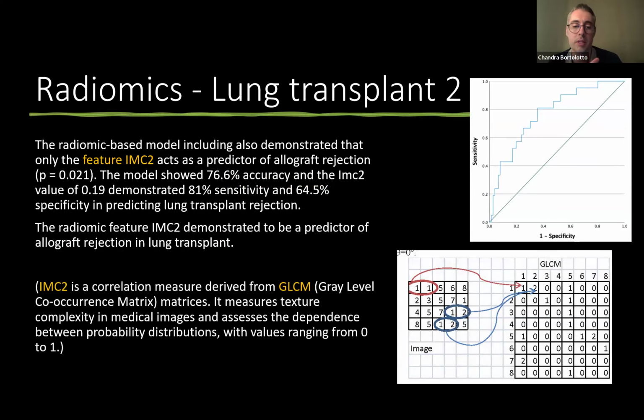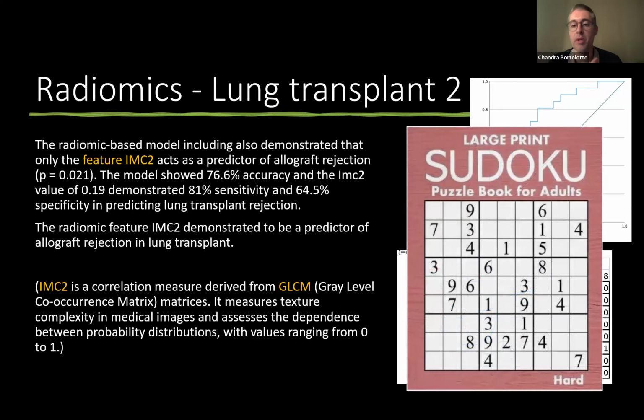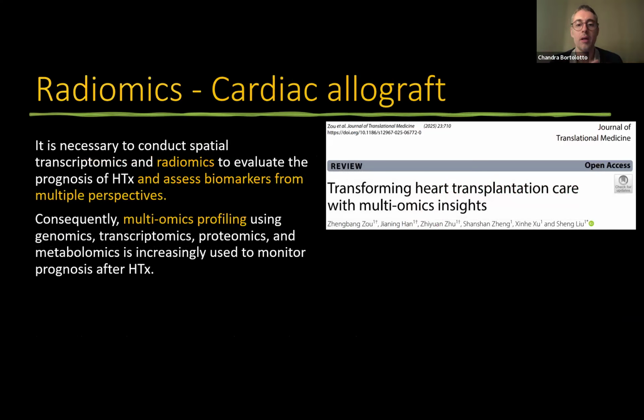This scheme is the way this feature is computed from conventional matrices of intensity in CT. Actually, it's not as easy. In my opinion, it is pretty much like Sudoku. So it's very complex from a mathematical point of view, but it shows you what the texture of the organ involved is. What about cardiac allograft and radiomics?